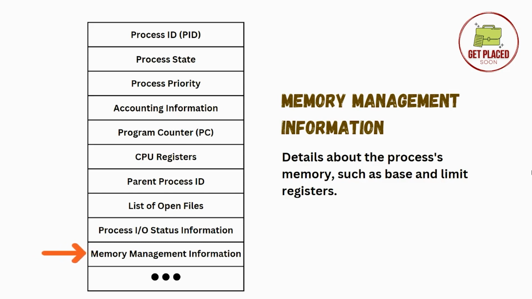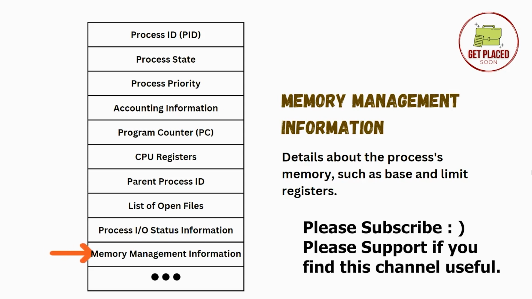So you can see the dots here because the PCB contains a lot of things. I kept dots because you need to mention the most common and most used things in this PCB. So these are the most important components of PCB. PCB is very important for smooth execution of tasks because PCB provides the necessary context for the operating system to switch between processes, save and restore their states, and allocate system resources efficiently.